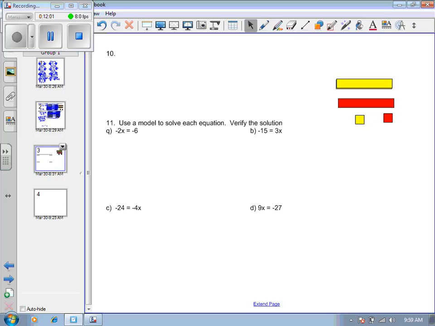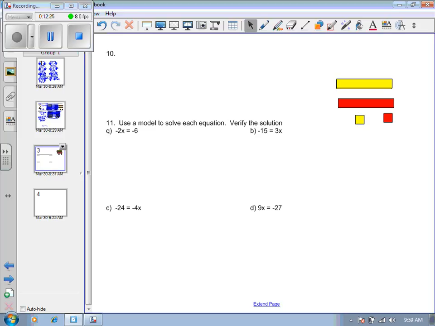Number 10, you need your textbook for. So if you're looking at this model in the textbook, it says Curtis is practicing modeling equations. He is trying to model the equation 4x minus 2 equals 18. Curtis begins by using algebra tiles. Check Curtis's work. Is the work correct? Yes or no?